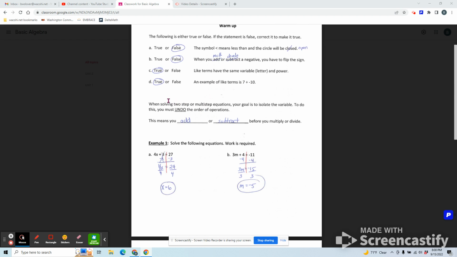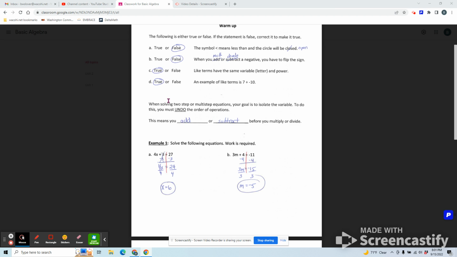They are like terms, they're both constants. So when we solve two-step or more, like a multi-step equation, your goal is still to isolate the variable. You want to solve for that variable. And to do that, you're going to undo the order of operations. So this means you're going to add or subtract before you multiply or divide.